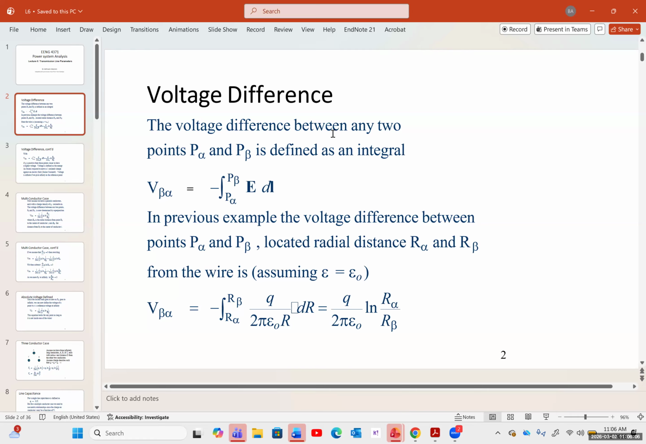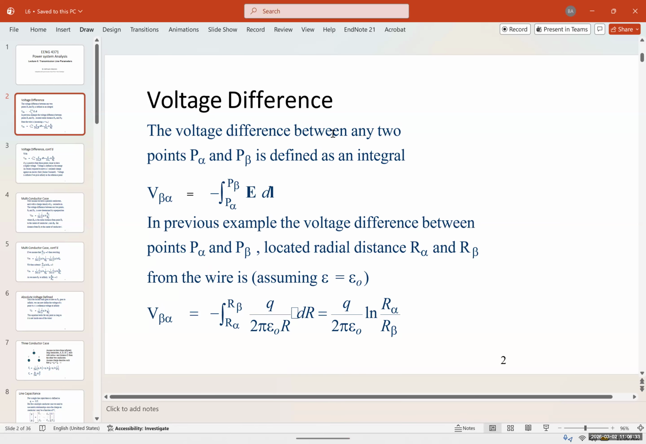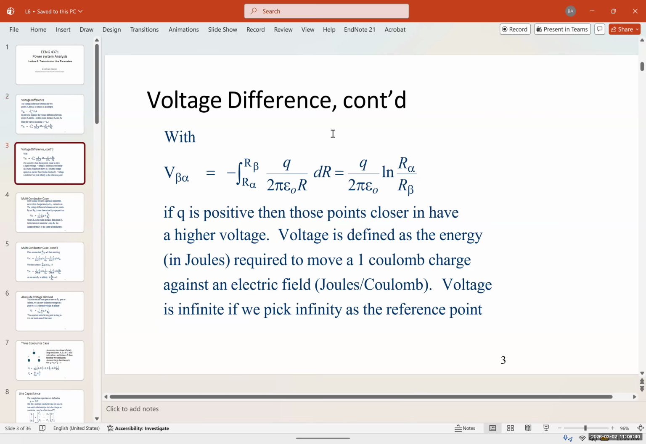Now, in the previous example, the voltage difference between points P alpha and P beta located at radial distances R alpha and R beta from the wire, assuming sigma is equal to sigma 0, V beta alpha is going to be equal to Q over 2 pi sigma 0 ln of R alpha over R beta. And this is where we assume that we have a circle at distances R alpha and R beta, which is the distance in a transmission line.